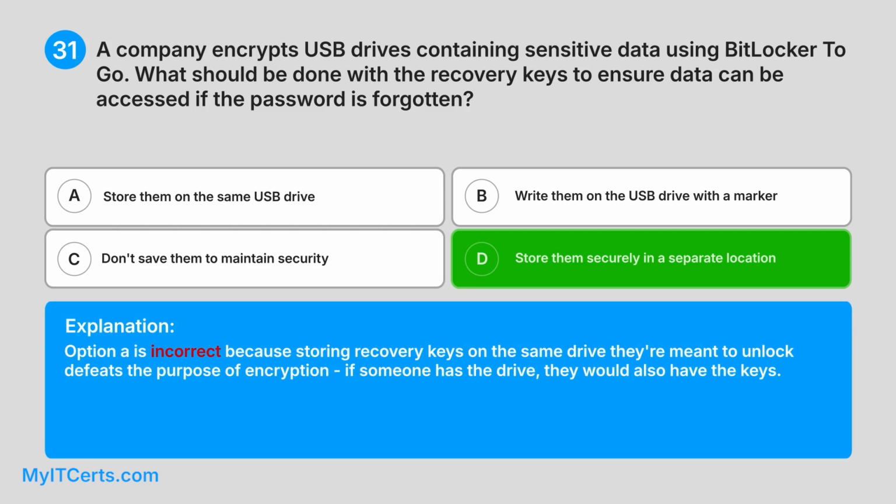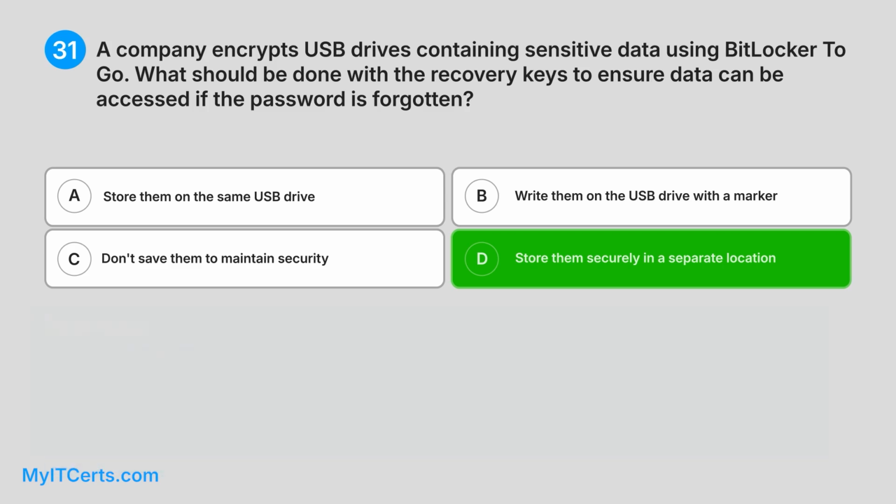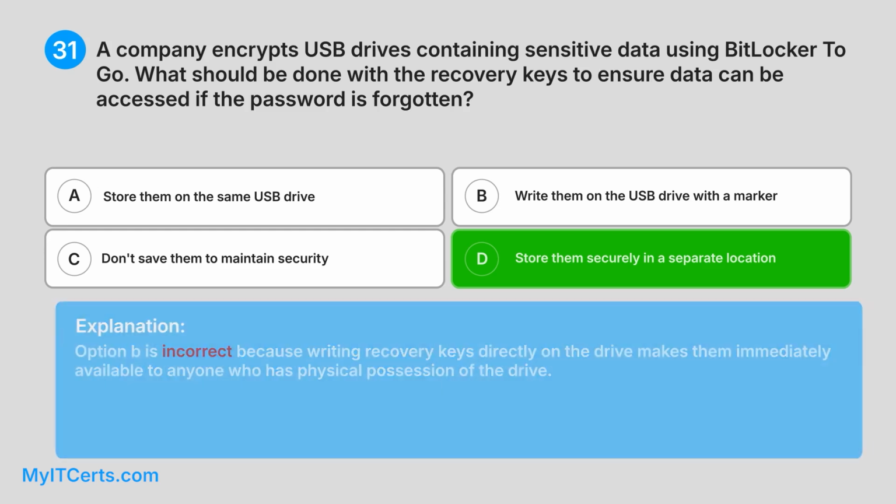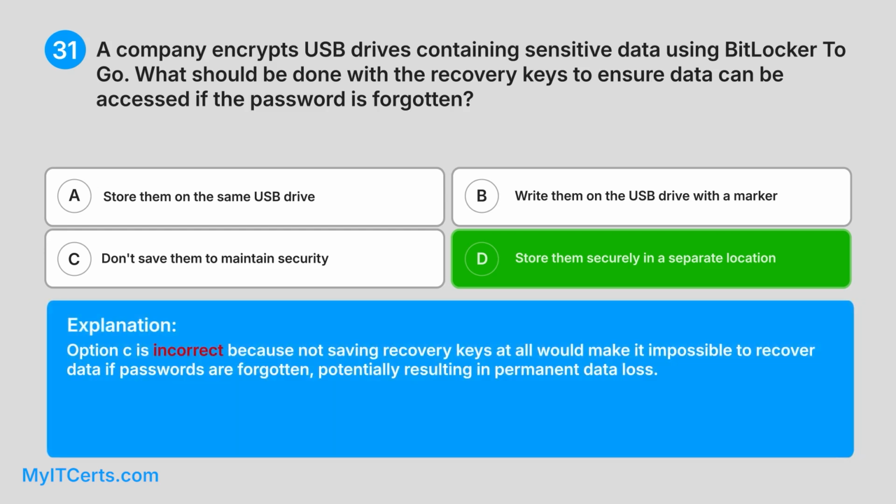Option A is incorrect because storing recovery keys on the same drive they're meant to unlock defeats the purpose of encryption. If someone has the drive, they would also have the keys. Option B is incorrect because writing recovery keys directly on the drive makes them immediately available to anyone who has physical possession of the drive. Option C is incorrect because not saving recovery keys at all would make it impossible to recover data if passwords are forgotten, potentially resulting in permanent data loss.